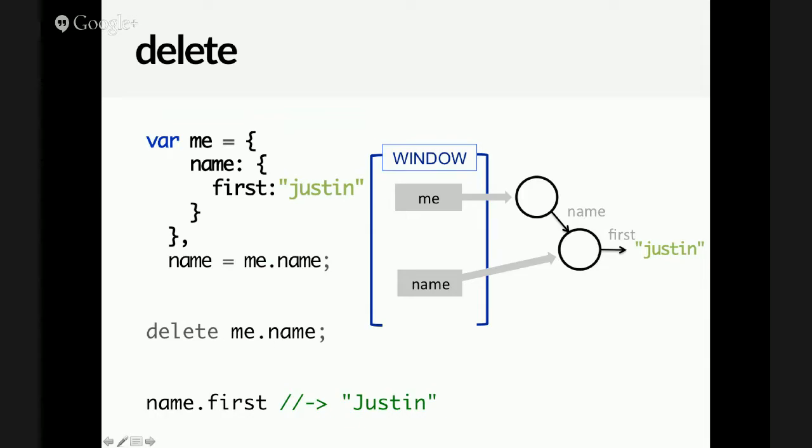The delete operator in JavaScript never actually deletes memory. All it does is delete pointer properties on objects. So if I call delete me.name, it's actually not going to delete what me.name points to. Instead, it's just going to remove this name property, right? So that's why name.first can still be Justin.